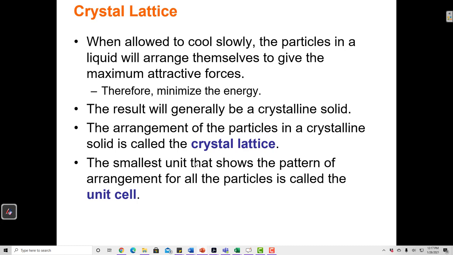So the pattern is not as regular, it's not as predictable, and it doesn't generally give us structures macroscopically that give us information about the nanoscopic arrangement of the atoms, because none of those nanoscopic patterns are repeated.